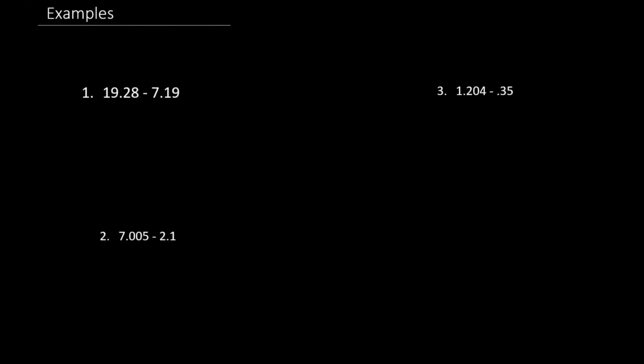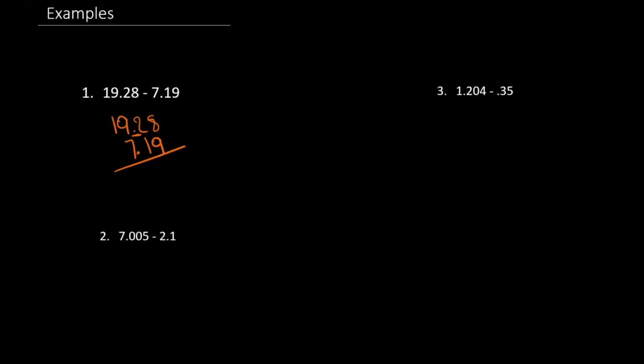The first example says 19.28 minus 7.19. So we have to subtract these two. First, write down 19.28. Then, under the decimal point, put another decimal point. This is the second number. What numbers are there after the decimal point? Well, there's 19. So write down 19. What numbers are there before the decimal point? Well, there's 7. So you write down 7.